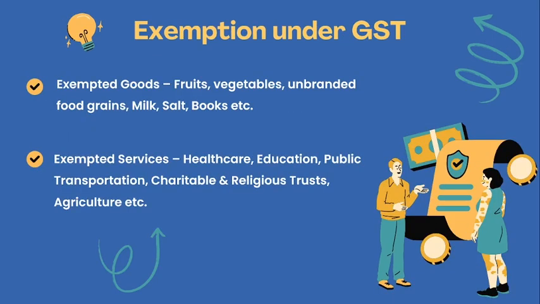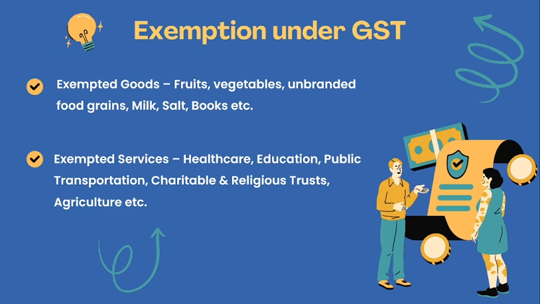Now let's see exemptions under GST. Exempt goods and services under GST refers to items on which no GST is charged, even though they fall within the scope of supply. The government exempts them to reduce the tax burden on essential items and support sectors like education, healthcare, agriculture, and public welfare.